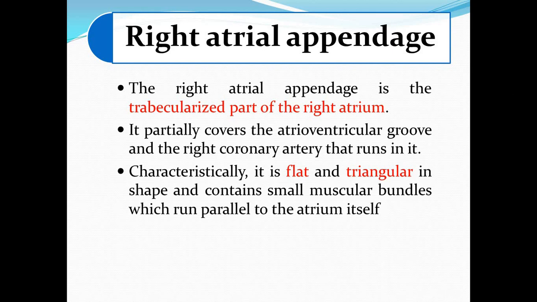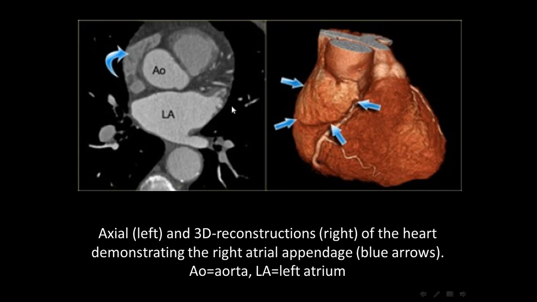The right atrial appendage is a trabecularized part of the right atrium. It partially covers the atrioventricular groove and the right coronary artery that runs within this groove. Anatomically, it is flat and triangular in shape and contains small muscular bundles which run parallel to the atrium itself. So, we need to know these structures so we do not confuse them with any other pathology. This is the right atrial appendage. It's a 3D reconstructed image, and this is an axial image. This is the right atrial appendage.